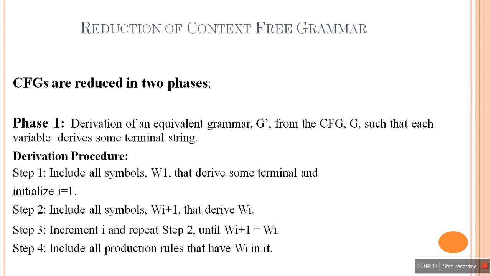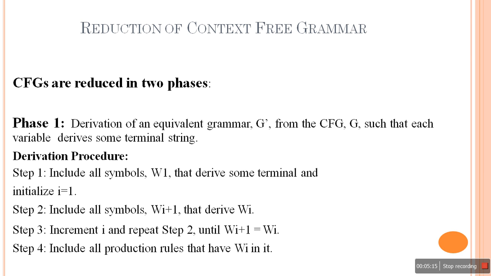So first of all, we will see the reduction of context-free grammar. A context-free grammar is reduced in 2 phases. Phase 1, we have to derive an equivalent grammar G' from a given context-free grammar G, such that each variable derives some terminal string. Means in the equivalent grammar G', there should be a variable that derives some terminal string.